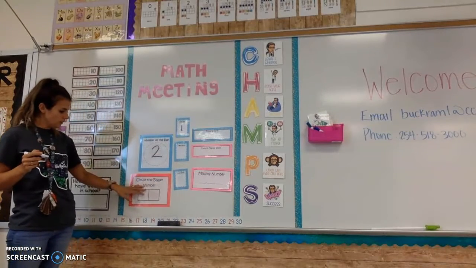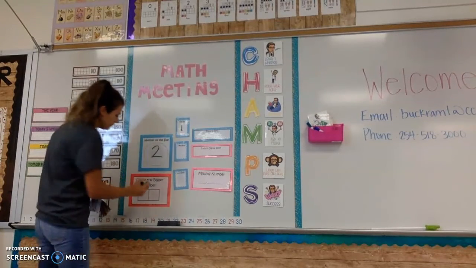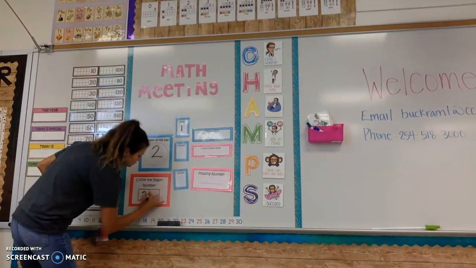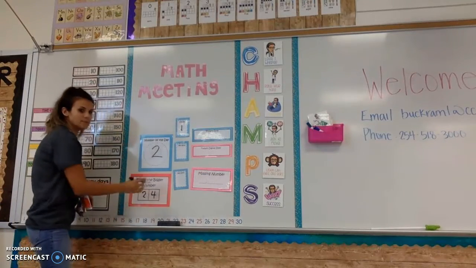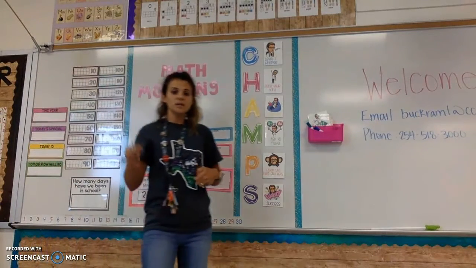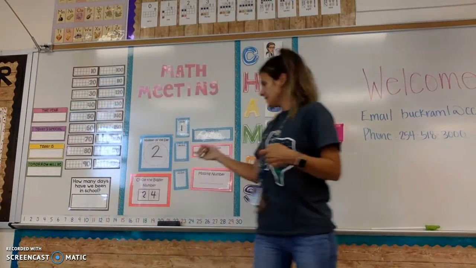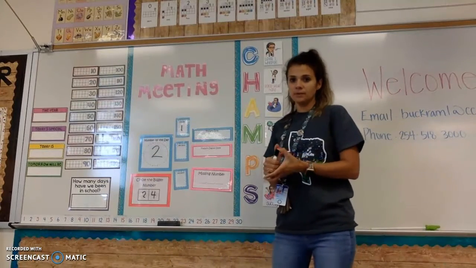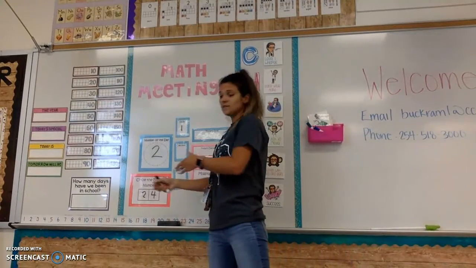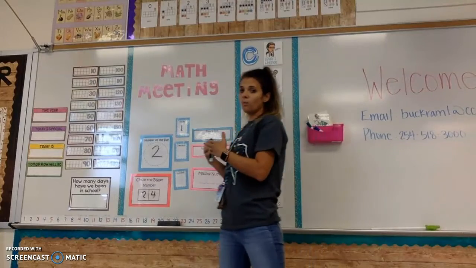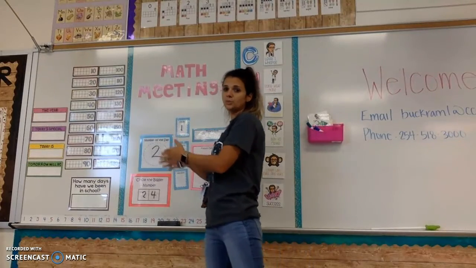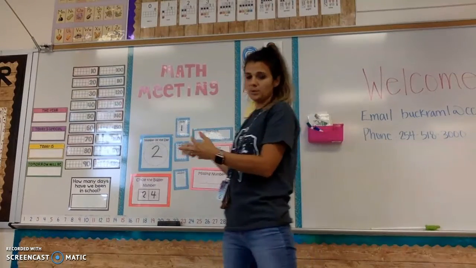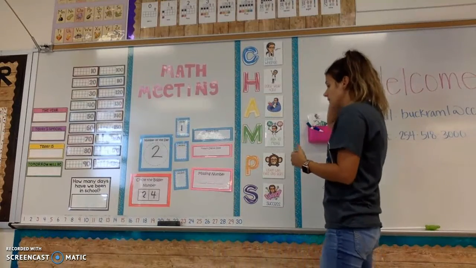For circle the bigger number, say I put 2 and 4. I'd have them circle the bigger number, and I want them to tell me why that's the bigger number. How do you know that's the bigger number? Well, 4 is farther away from 0, or 4 comes after 2, which means the number is bigger, the number is more. So I'm looking for that answer.